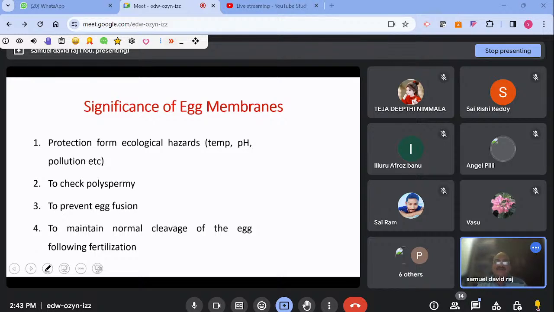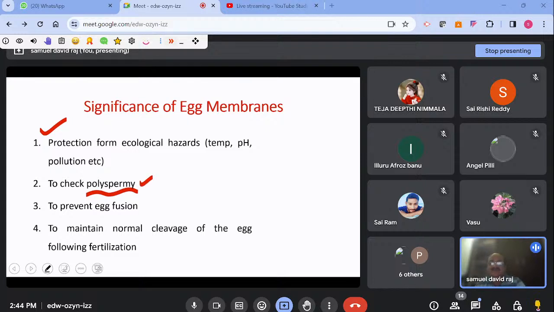And coming to the significance of egg membranes, the first thing is it offers protection from temperature, changing pH of the water, pollution, etc. Second, it prevents polyspermy. Fertilization of the egg should take place by only one sperm. More than one sperm should not participate in fertilization. If one participates in fertilization with one ovum, it is called monospermy. If many spermatozoa participate with the ovum in fertilization, it is called polyspermy, and the egg membranes prevent polyspermy.